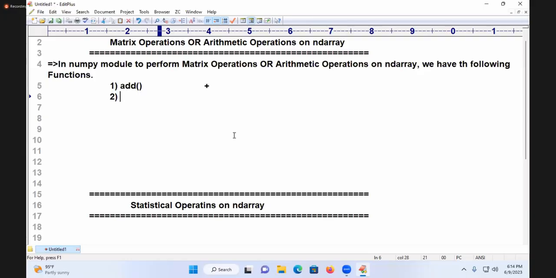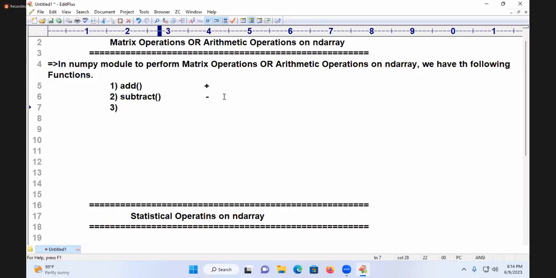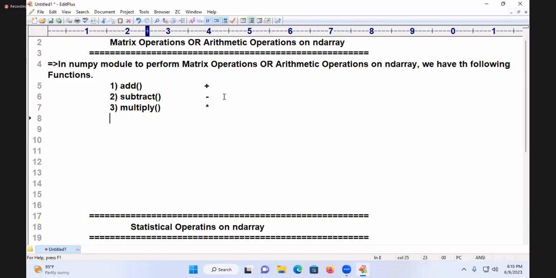Next is subtract, not sub actually, subtract. What is the symbol for it? Minus. Here, arithmetic operations we can call plus and then minus. Third one is multiply. The symbol is star. Here, this will give you element-wise multiplication.